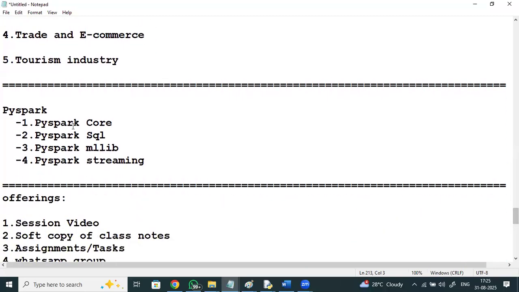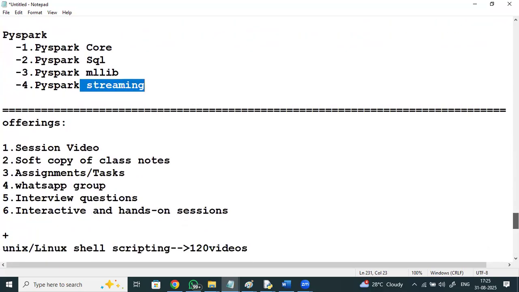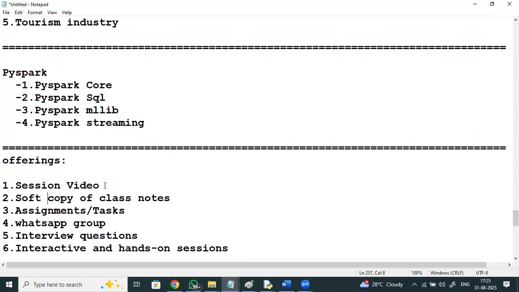So we are going to discuss PySpark core programming, PySpark SQL, PySpark MLlib, and PySpark streaming. You will be getting each and every session video, soft copy of the class notes, assignments and tasks to work on, a WhatsApp group for technical discussions. If you get any errors, you can just take a snap and post those errors in the group, plus resumes and interview questions, interactive and hands-on sessions. You can even do the practicals along with me in parallel. And so just check the course content, right?